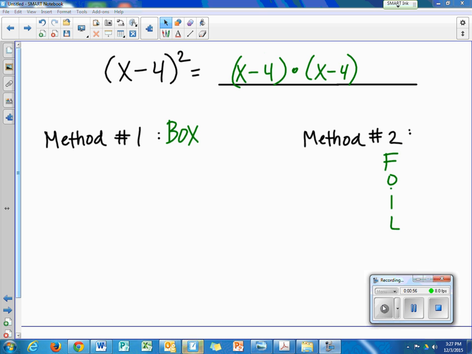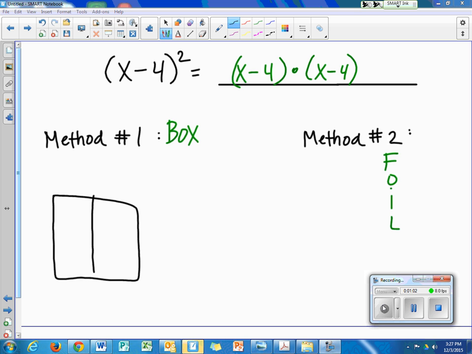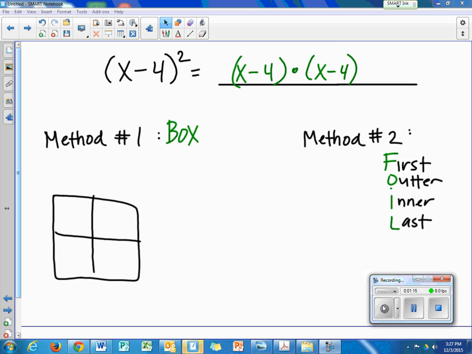All right, so right here is the box method. FOIL is first, outer, inner, last. So if you can, take a couple minutes first, pause this video and try both methods, and then come back when you're ready. Okay, so now that you've tried it, let's see if you got the correct answer.